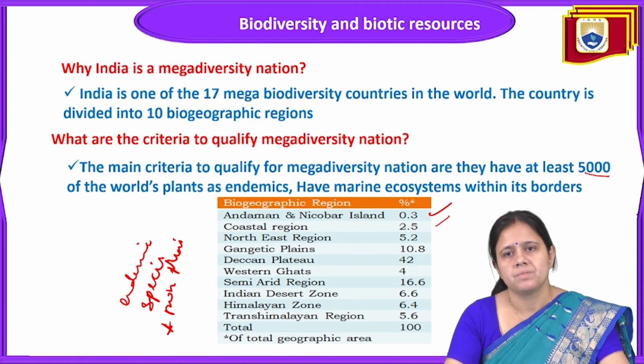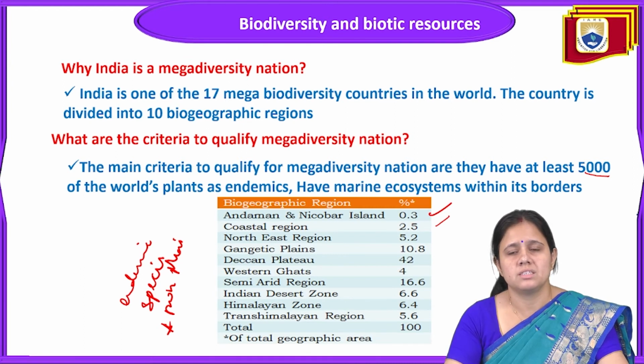Ganga river is there. Then the Deccan Plateau of the area of Chhattisgarh and Odisha. Next is the Western Ghat area, that is some area of Karnataka, Kerala, Andhra and Maharashtra. Next is the semi-arid region. Then Indian desert zone, that will be Rajasthan, and then Himalayan zone, that is Uttarakhand and all those regions. Next is Trans-Himalayan region like Ladakh and all.